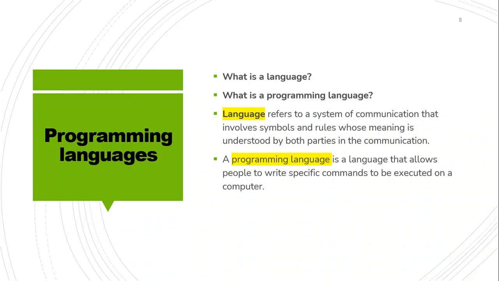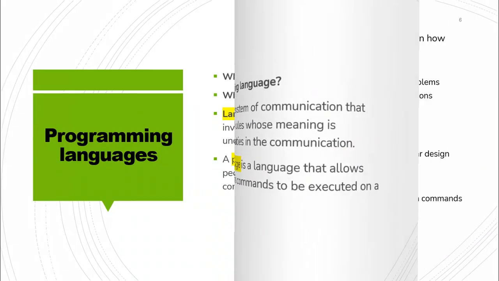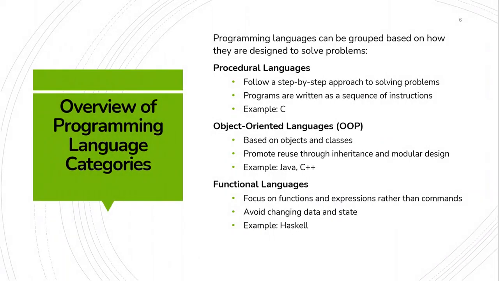So I hope now you can differentiate between a language and a programming language. The programming language focuses on you creating specific commands that will be executed on a computer, and that becomes a programming language. Then we need to look at an overview of programming language categories. Programming languages can be grouped based on how they are designed to solve problems.